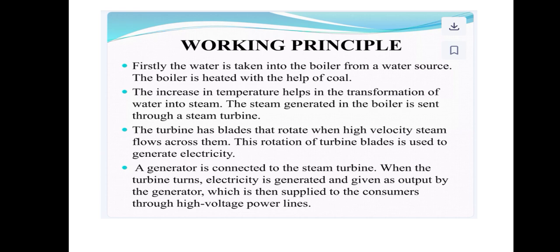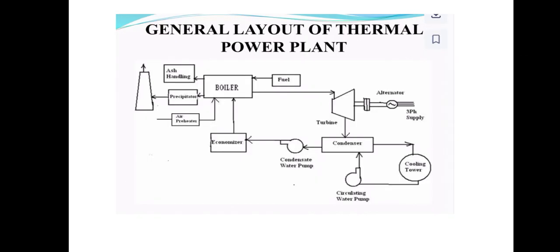A generator is connected to the steam turbine. When the turbine turns, electricity is generated and given as output by the generator, which is then supplied to the consumer through high voltage power lines. This is the general layout of a thermal power plant.